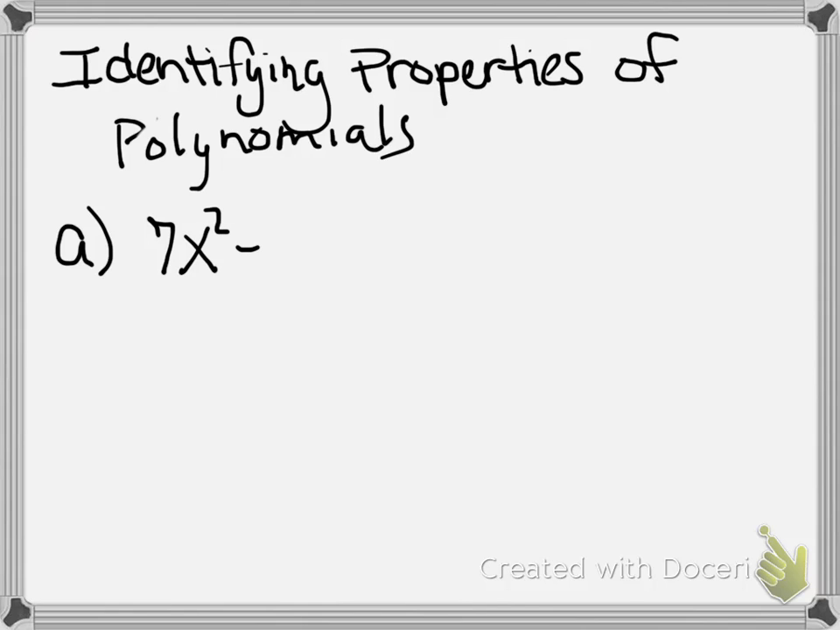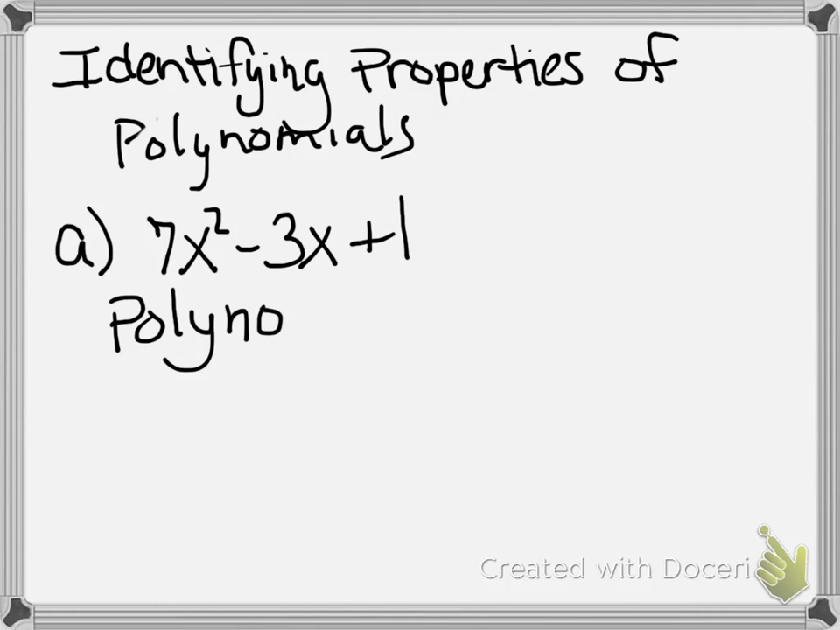I have 7x squared minus 3x plus 1. Is this a polynomial or is it not? Yes, it's a polynomial. The way I know that is because it has 3 terms and they're separated by add and subtract, and each term has either a number by itself or the product of a number and a variable. So it is a polynomial. Does it have a special name? Yes, it does. This has 3 terms, so it's called a trinomial.